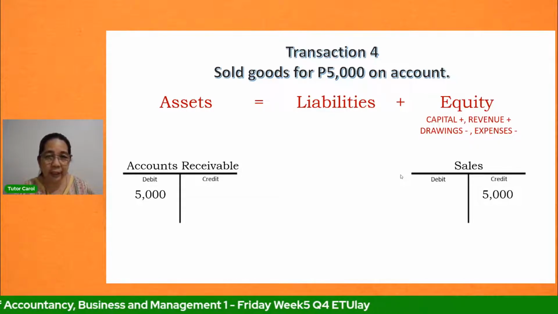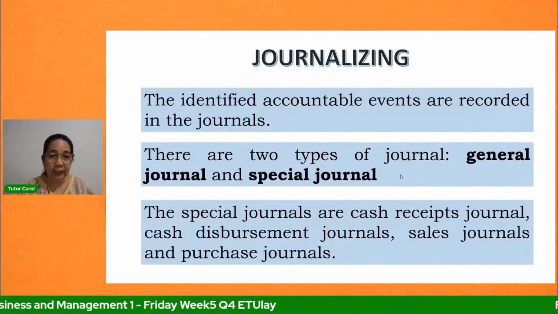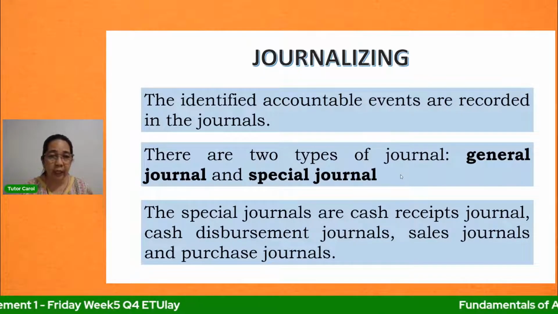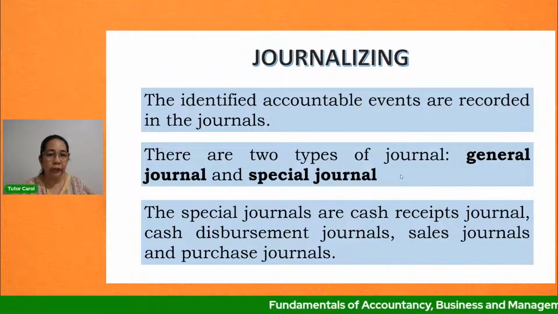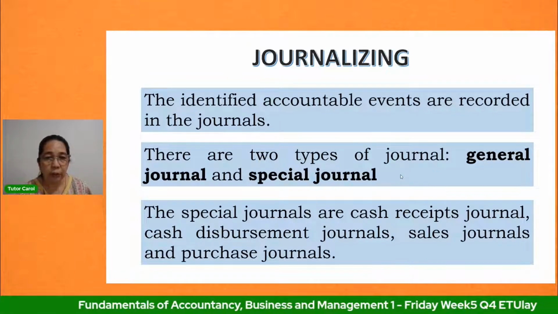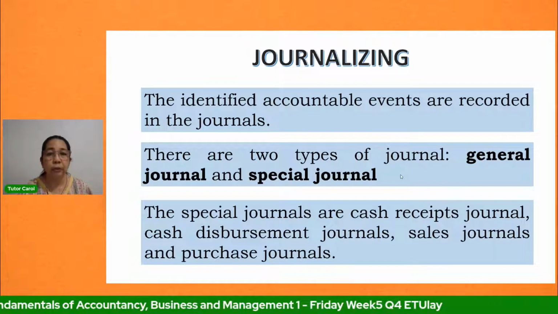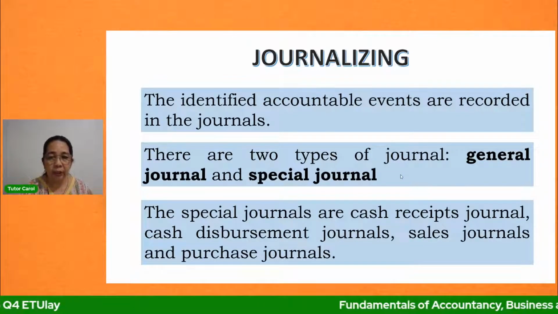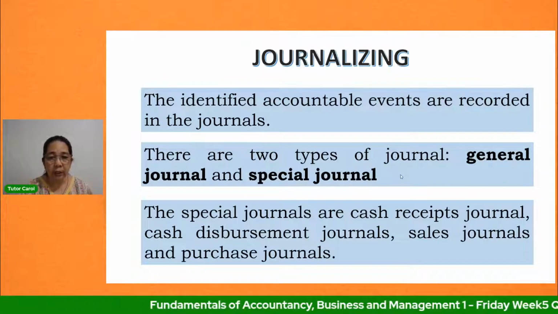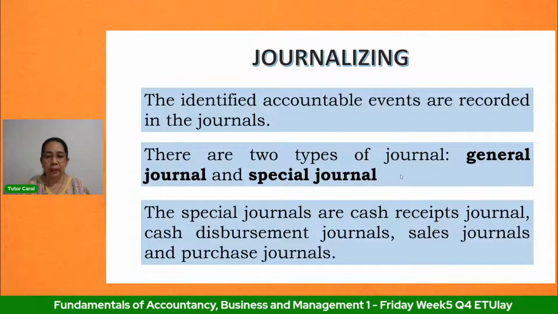Next slide, please. Let us now move to journalizing. So, nag-analyze lang tayo kanina. Ngayon, mag-i-record na natin yung in-analyze na yan. So, journalizing. So, the identified accountable events are recorded in the journals. So, there are two types of journal. General journal and special journal. And the special journals are cash receipts journal, cash disbursement journals, sales journals, and purchase journals.